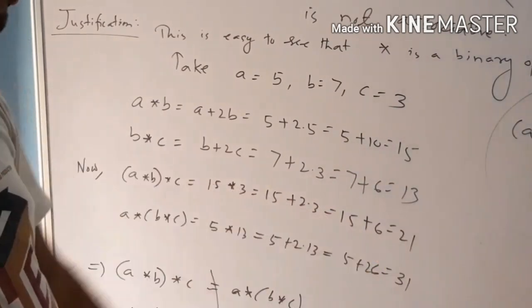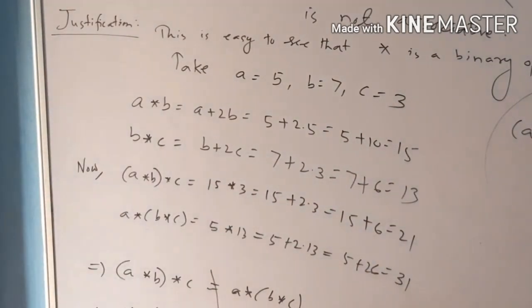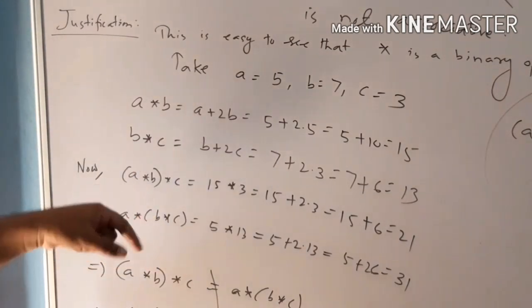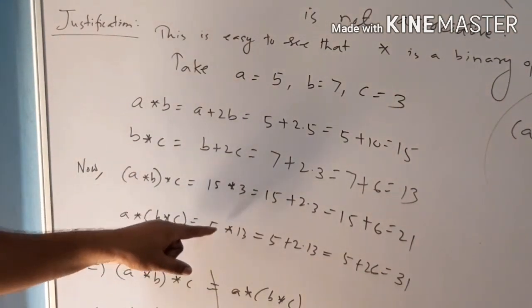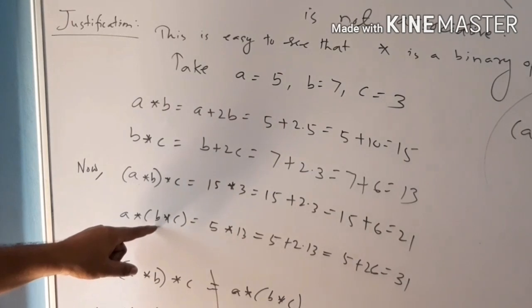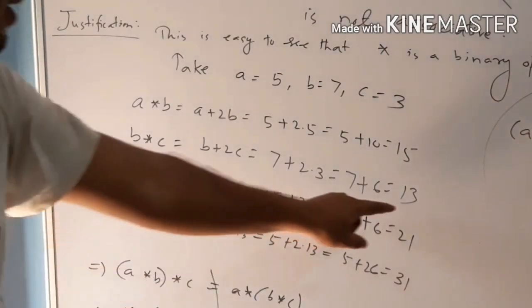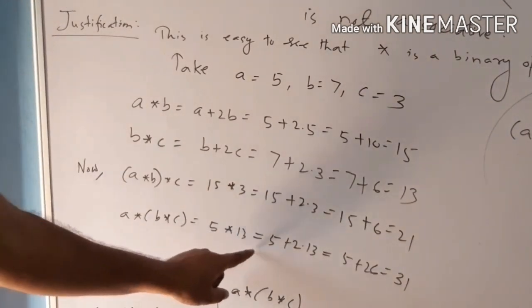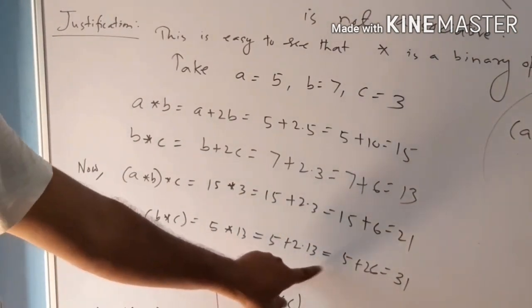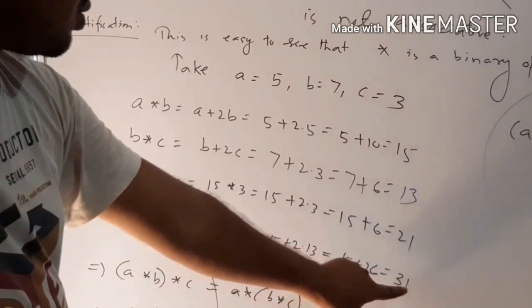15 plus 6 equal to 21. So again A star (B star C), which is equal to 5 star (B star C), because A is 5 and I have found the value of B star C. The value of B star C is 13. So 5 star 13 is equal to 5 plus 2 into 13, which is equal to 5 plus 26, which is equal to 31.